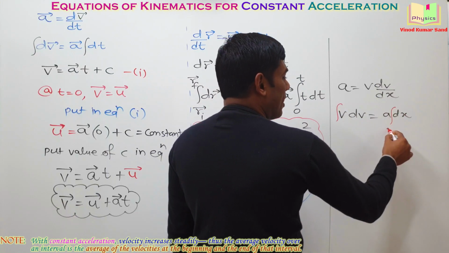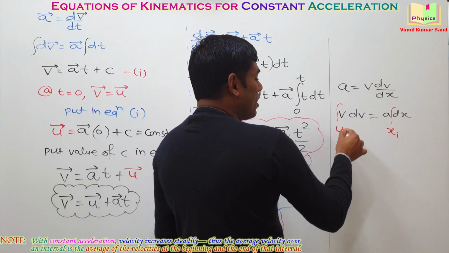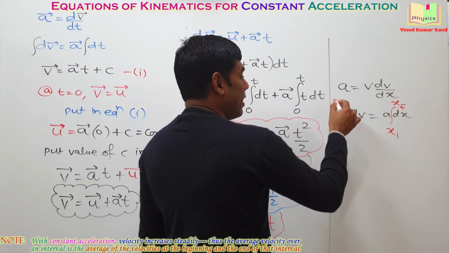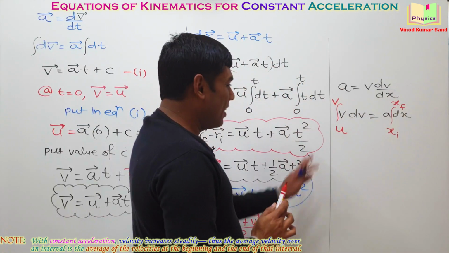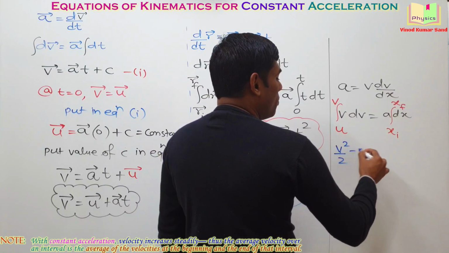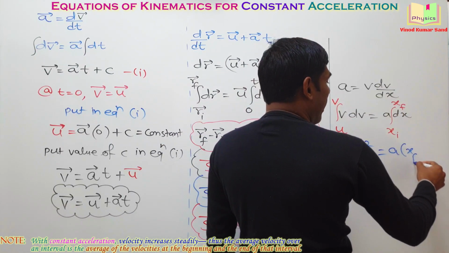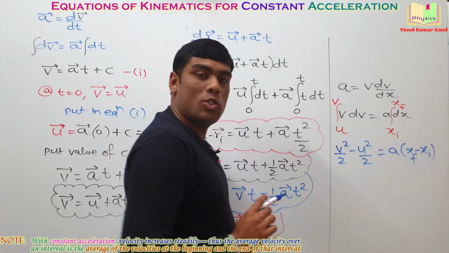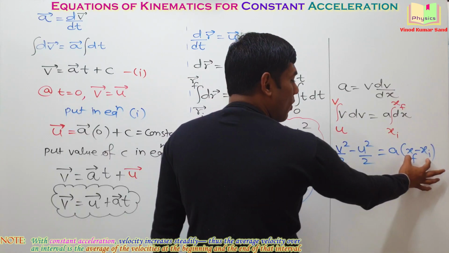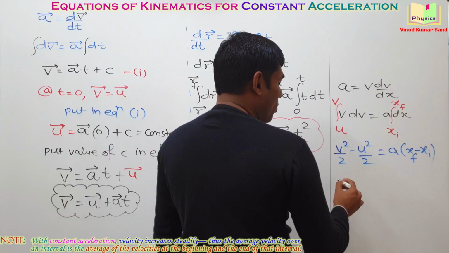Let's say x initial is the lower limit, and at x initial the velocity is u. X final is the upper limit, and at that location the velocity is v. We know how to integrate it. Its answer will be v square by 2 minus u square by 2 is equal to a times x final minus x initial. For a particle moving along the x-axis, x final minus x initial indicates the displacement. So I am writing the same equation in a simpler format.